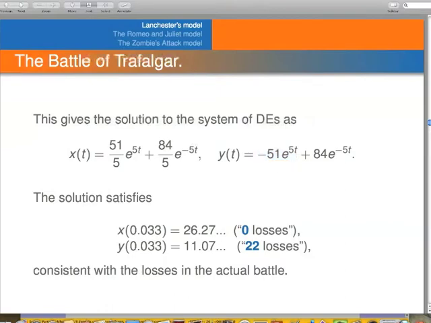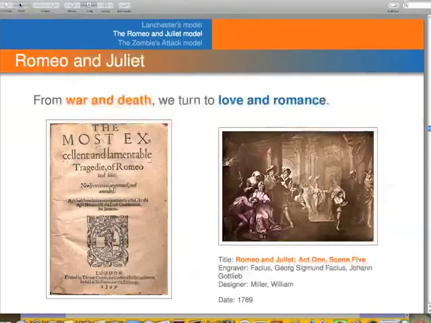And if you do some computations, again using the solve command in SAGE, you can find out when the battle roughly is over. We historically know that there are no losses on the British side. There are 22 losses, which means we want something around 11 on the other side. So that gives us the amount of time that has elapsed, and that's consistent with the losses in the actual battle.